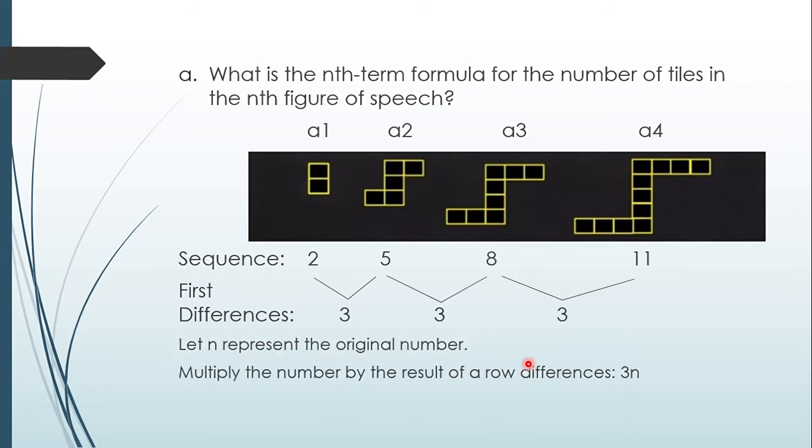Next thing to do is let n represent the original number. Multiply the number by the result of the row differences: 3n. So, pagkatapos mong makuha yung difference nila, mag-let ka ng any variable to represent the original number. Pwede ka dito X, Y, Z, A, B, C, D, etc. After getting the first differences, yung n is automatic katabi ng result.